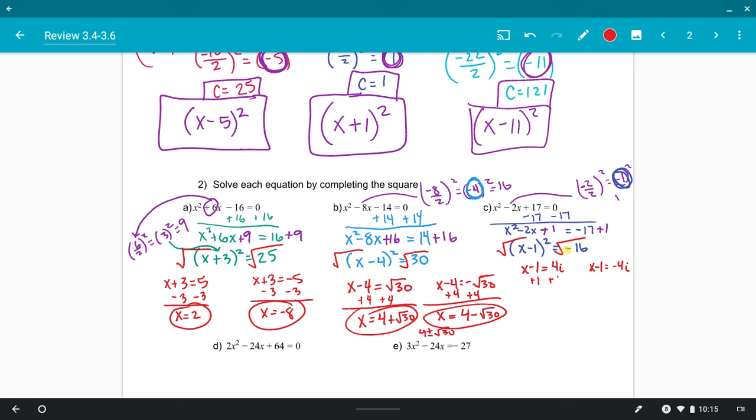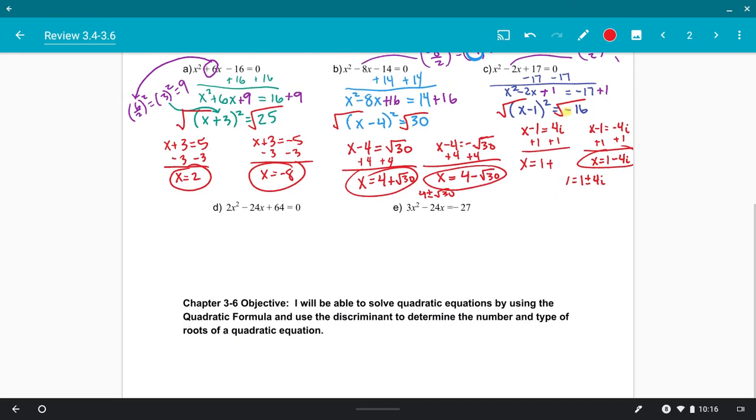Then we do plus 1, and we get x equals 1 plus 4i. Here we do plus 1, and we get x equals 1 minus 4i. Or you could do 1 plus or minus 4i, however your teacher focused on it. Either of those will work.